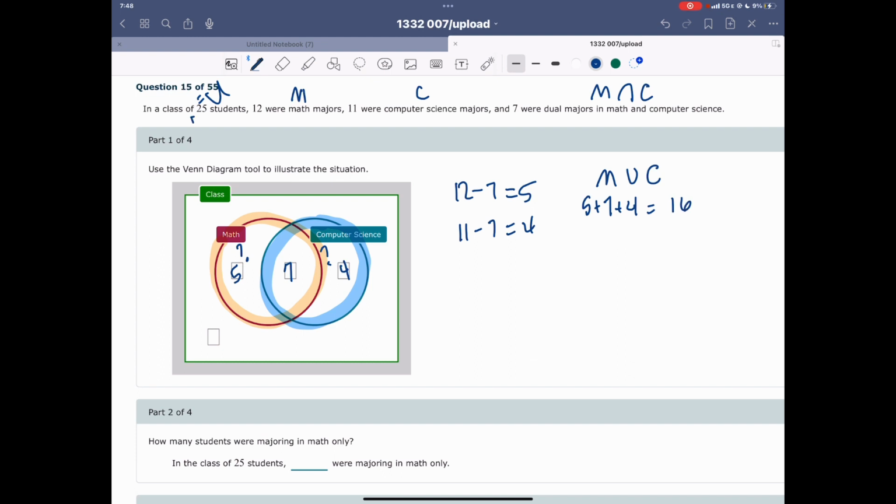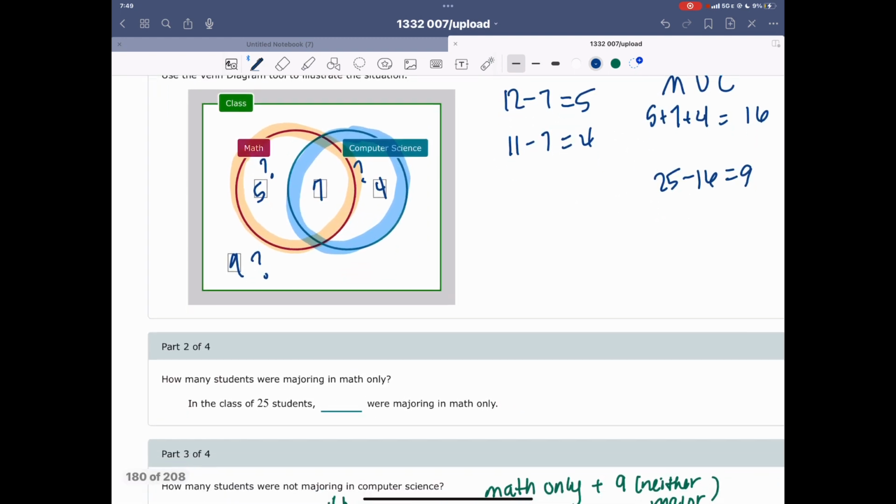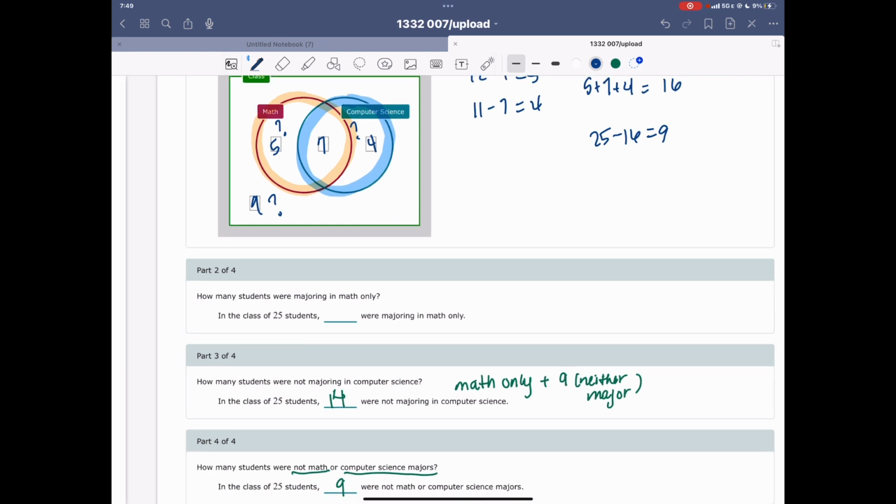But you have a total of 25 students. So that universal set is going to be 25 minus 16, which is going to give you 9. And then you're able to answer the questions here. And I think I already have them answered.